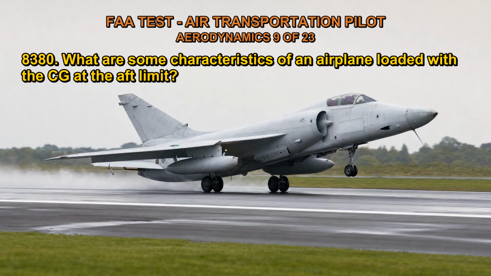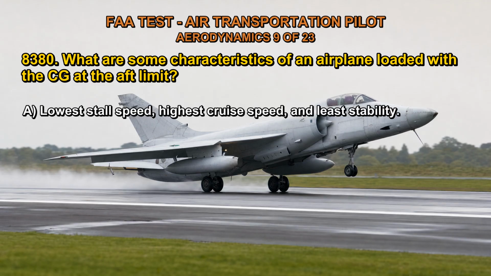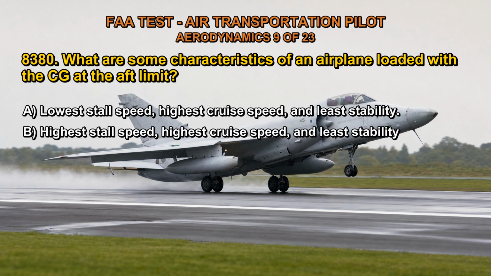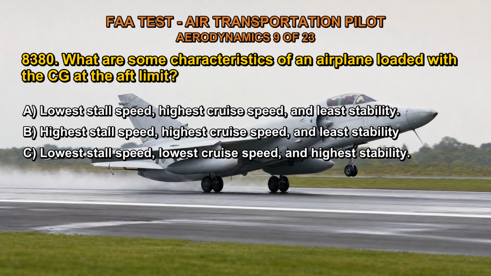8380. What are some characteristics of an airplane loaded with the CG at the aft limit? A. Lowest stall speed, highest cruise speed, and least stability. B. Highest stall speed, highest cruise speed, and least stability. C. Lowest stall speed, lowest cruise speed, and highest stability.